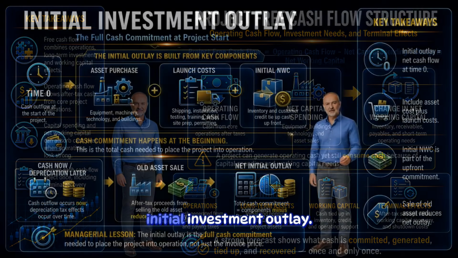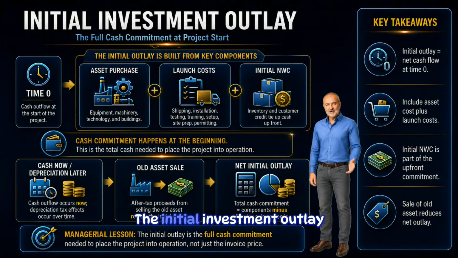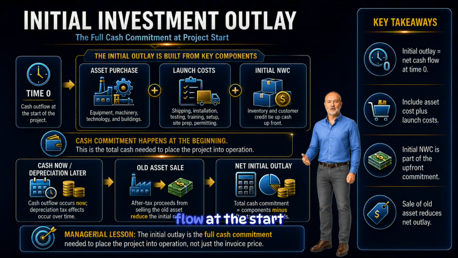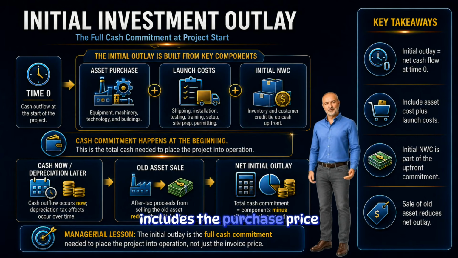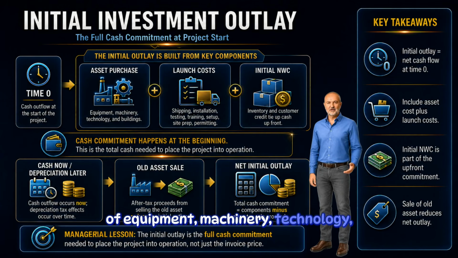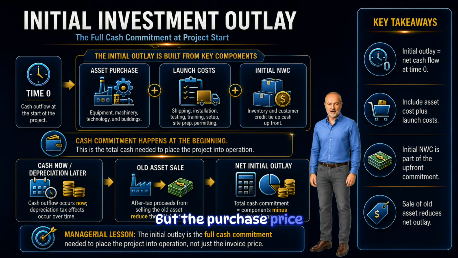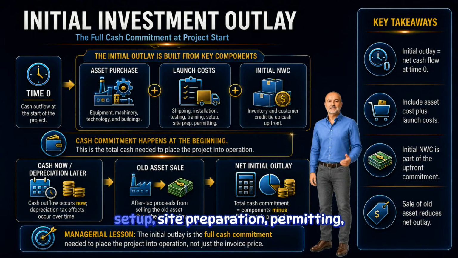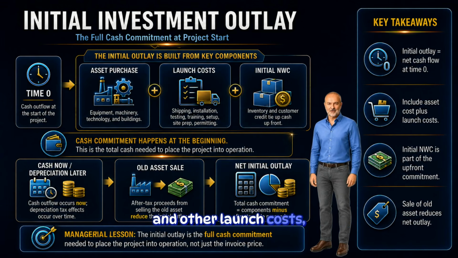Let's now examine the initial investment outlay. The initial investment outlay is the net cash flow at the start of the project. It usually occurs at the beginning of the timeline and is normally shown as a cash outflow. For an expansion project, the initial outlay often includes the purchase price of equipment, machinery, technology, buildings, or other long-term assets. But the purchase price is only the beginning. Managers must also include shipping, installation, testing, training, setup, site preparation, permitting, and other launch costs.